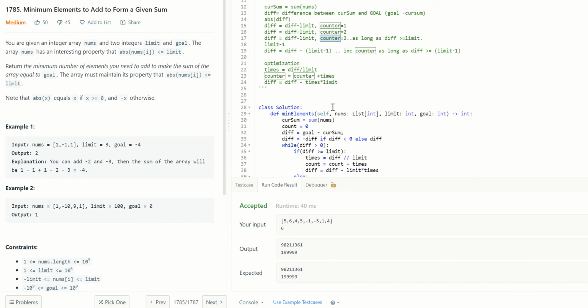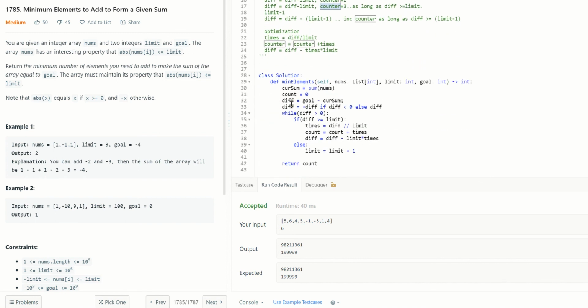So we will be following the similar things basically. Cur sum is just the sum of the numbers, and then counter is initialized to 0, and you calculate the difference between goal and current sum. And this one, if the difference is less than 0, I'm taking the negative difference. Basically, you could take the absolute of difference too. So if you are really worried, just take the ABS of diff. That also works. So diff is equal to ABS of diff. It works. And this is where we are entering the while loop.